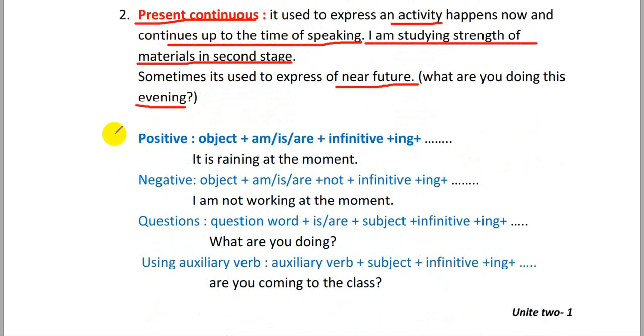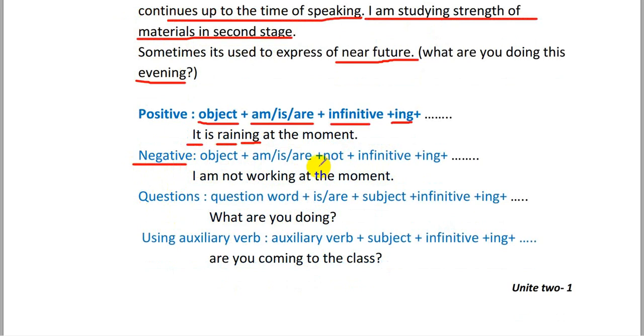الرولز الخاصة بالpresent continuous إن البوزيتيف راح يكون object, am is are depending on the object, infinitive plus ing. For example, it is raining at the moment. It, the object, is the auxiliary verb, rain, the main verb, تمطر, ing, and the completion of the sentence. It is raining at the moment. That means هذه الجملة تعني أنها تمطر ومستمرة بالمطر، لأن المطر لم يتوقف إلى حد وقت التكلم.